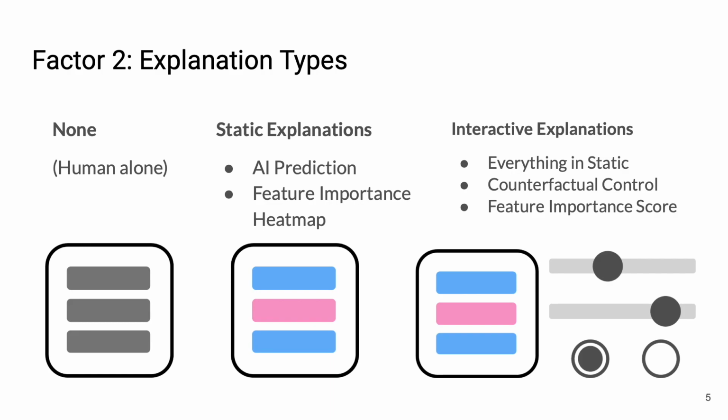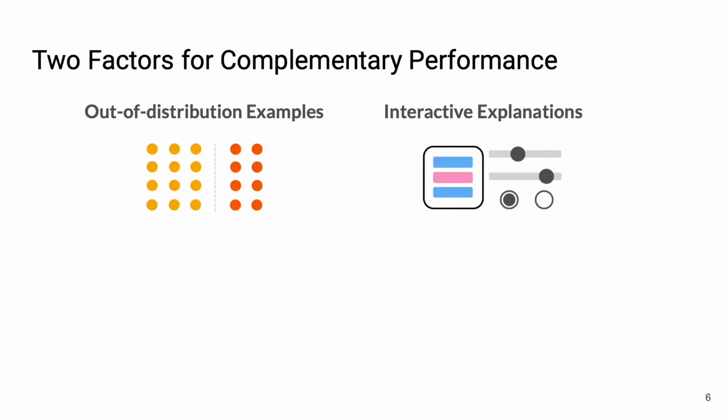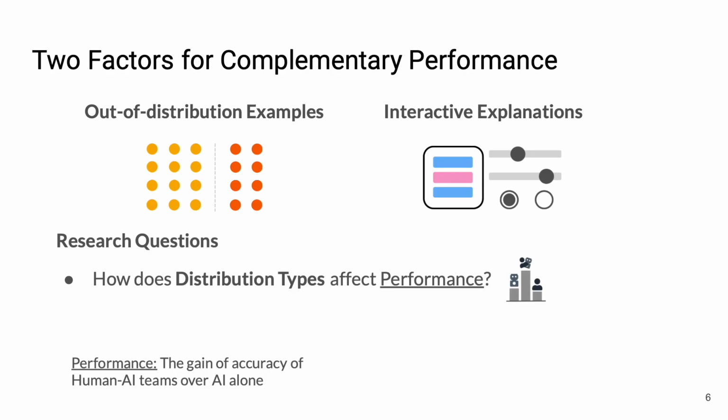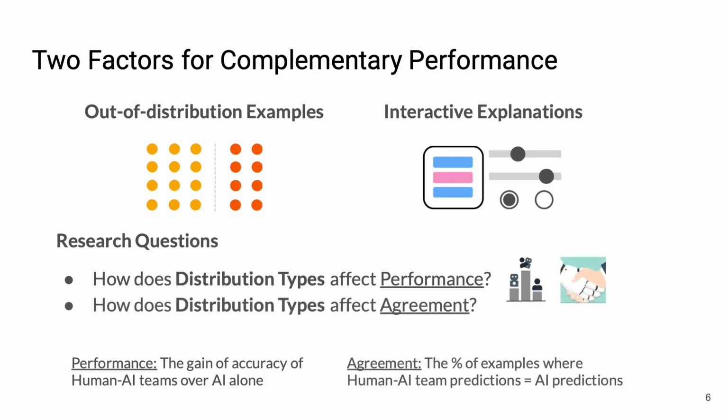Okay, here we derive three research questions with the two factors I just introduced. First, how does distribution types affect performance? We evaluate performance by measuring the gain of accuracy of human AI teams over AI alone. Second, how does distribution types affect agreement? We measure agreement as the percentage of examples where human AI teams give the same prediction as AI alone.